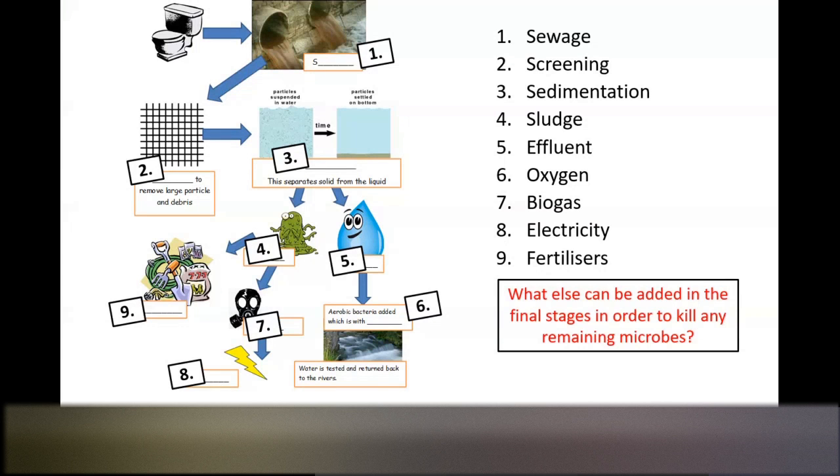Oh no, there's one more question. Sorry. What else can be added in the final stages in order to kill any remaining microbes? What else can we add, guys? Good, well done. So we can add one of three things: chlorine, UV, or ozone. Well done, excellent.